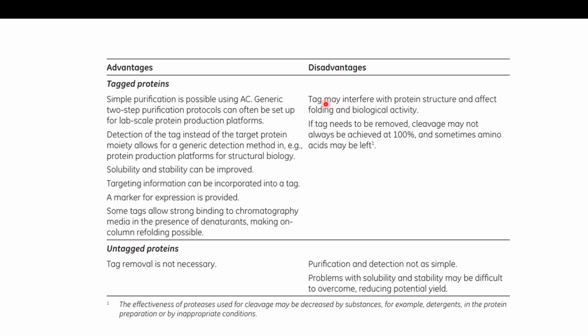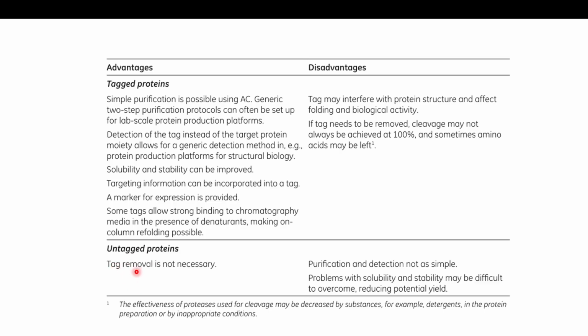But there can be disadvantages as well when we really want to do structural studies. Okay. So the tags on a protein can interfere with the protein structure and can eventually introduce some kind of artifacts. Tags can also have effects on the folding and biological activity of the protein that we have purified. And if a tag needs to be removed, the cleavage might not always be achieved at 100%, and some amino acids might be left. Okay. So this is again based on what kind of protease you are using to separate the tag from the purified protein.